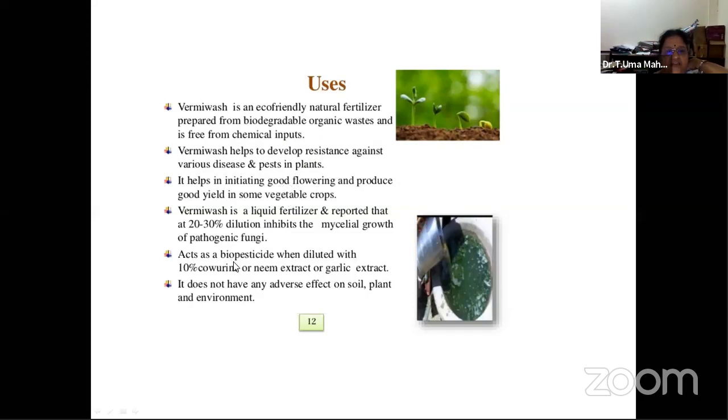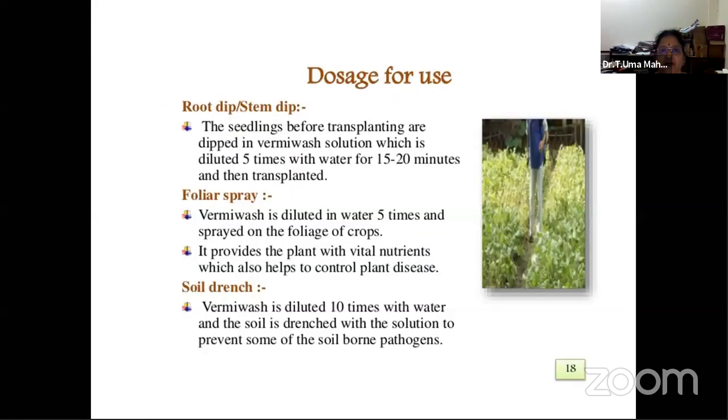People say it is a liquid fertilizer which you dilute in water and apply over the plants. It also acts as a biopesticide to get rid of some pests. You will never see any adverse effect on the soil, the plant or the environment. So again, how can it be utilized?